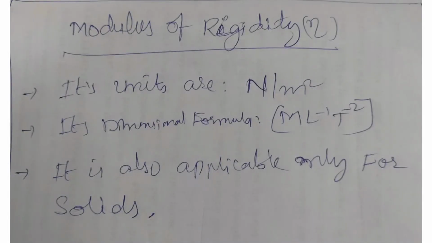Rigidity modulus is applicable only for solids. In this case, the shape of the body changes, but its volume remains unchanged. In the case of rigidity modulus, only the shape of the body changes. Its volume remains constant.